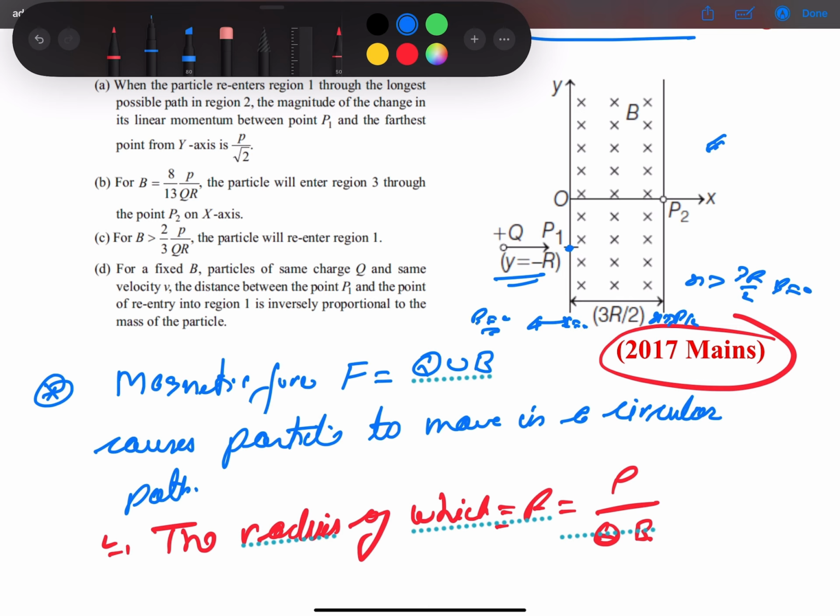So on both sides, left and right of the region, the magnetic field is 0. So in these cases, the charge can re-enter the region of the magnetic field again, or it can simply cross into region 3.